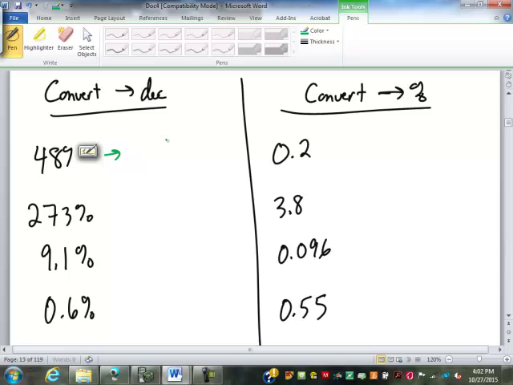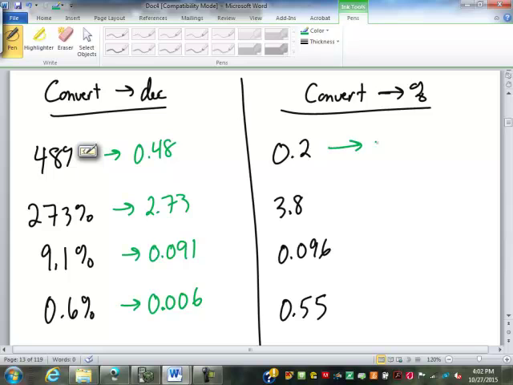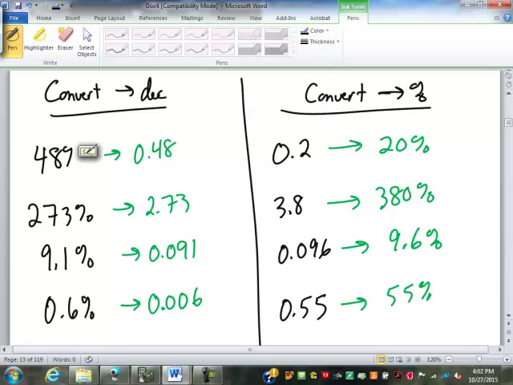Okay, so 48% as a decimal is 0.48. 273% is 2.73. 9.1% is 0.091. 0.6% is 0.006. Going the other way from a decimal, 0.2 becomes what as a percent? 20%. 3.8 becomes 380%. 0.096 becomes 9.6%. And 0.55 becomes 55%.